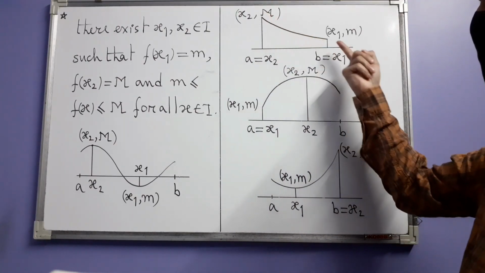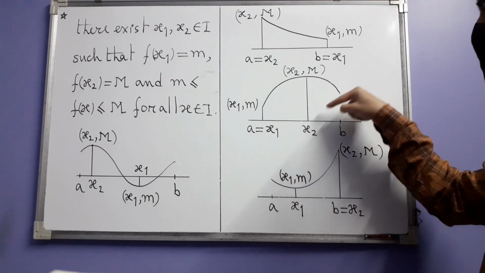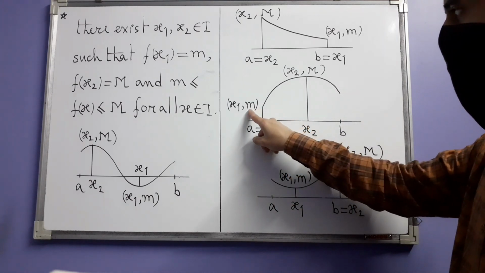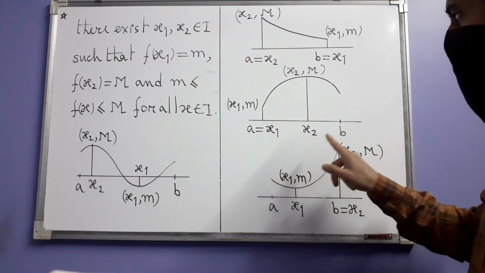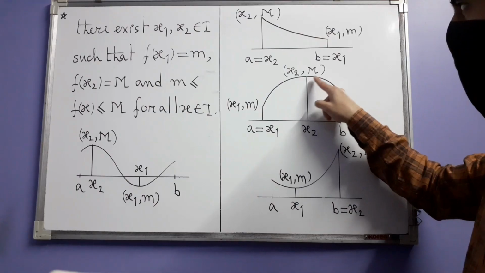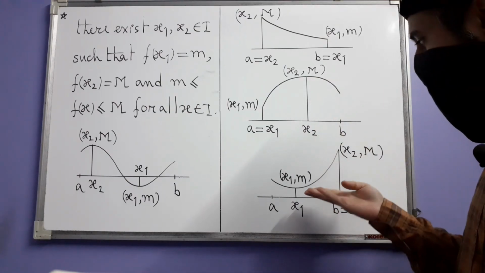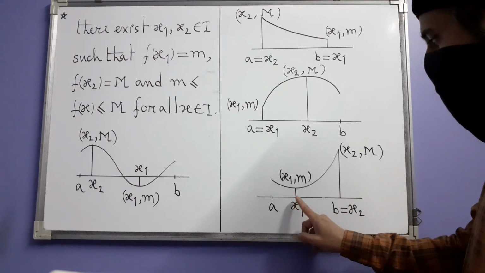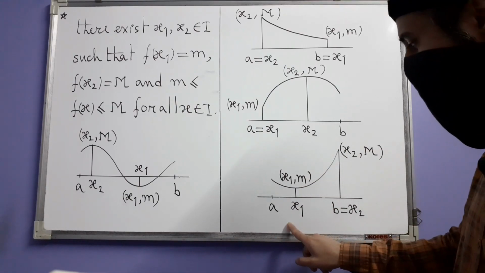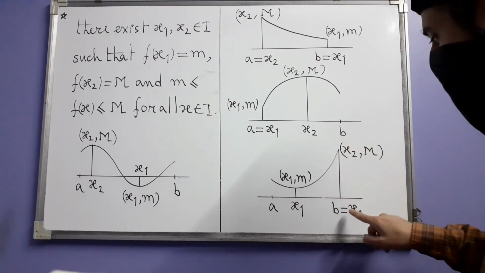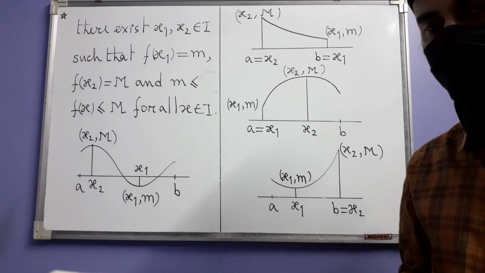This is also a continuous function, the graph of a continuous function. In this next one, the absolute minimum small m is attained at the left endpoint a. However, the absolute maximum is attained at an interior point x2. In this last one, the absolute minimum m is attained at an interior point x1, but the absolute maximum is attained at the right endpoint. So all these possibilities are there.